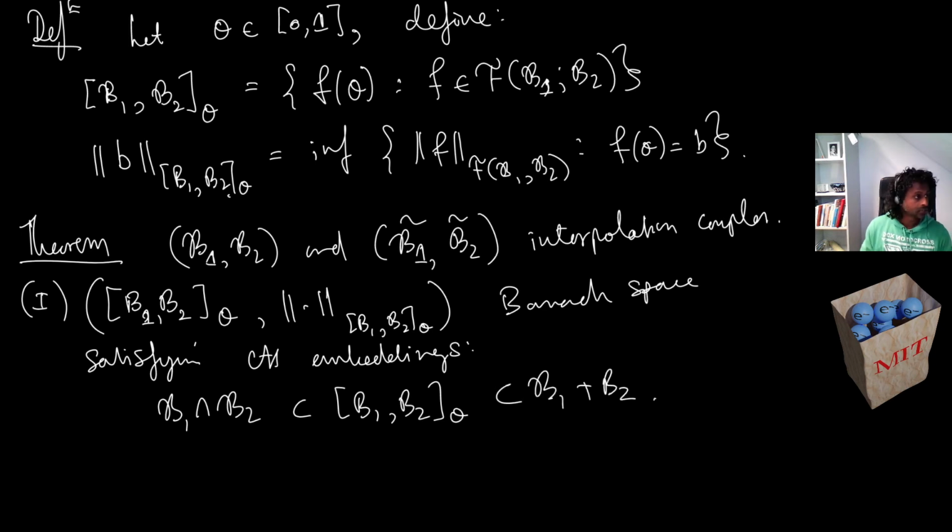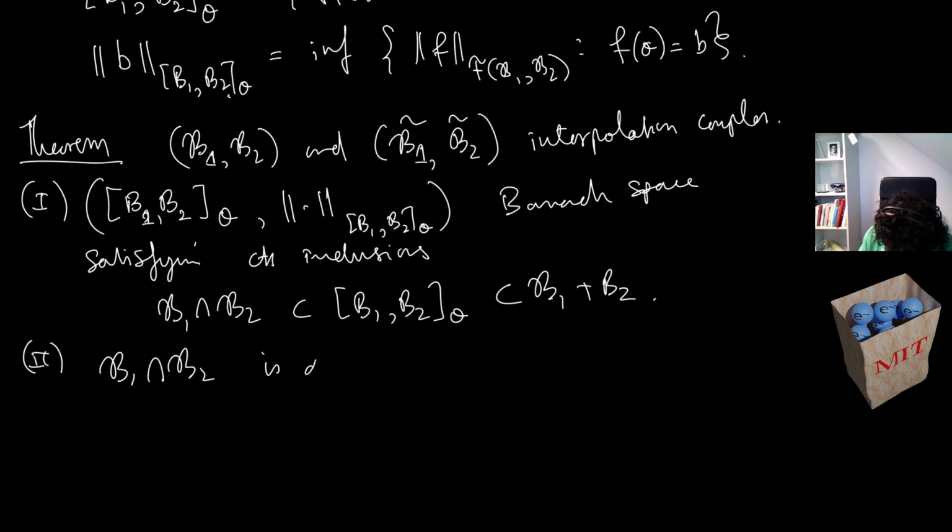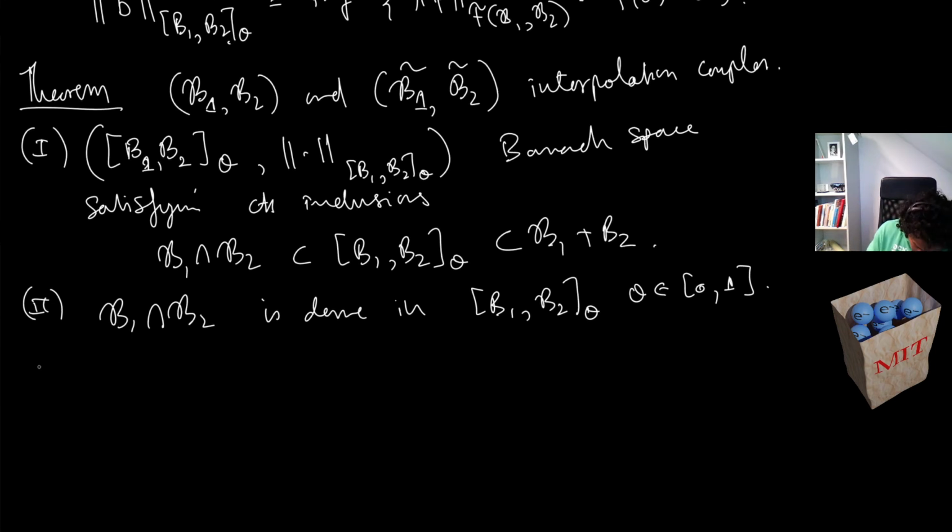Okay, so we have some intermediate spaces, right? So the inclusions are all continuous. Maybe I should say satisfying continuous inclusions, right? Okay. 2. B1 intersect B2 is dense in B1, B2 theta for theta in 0, 1. Okay. 3.